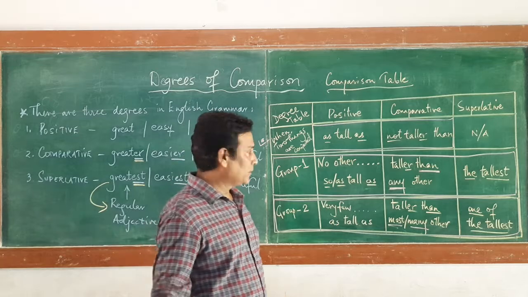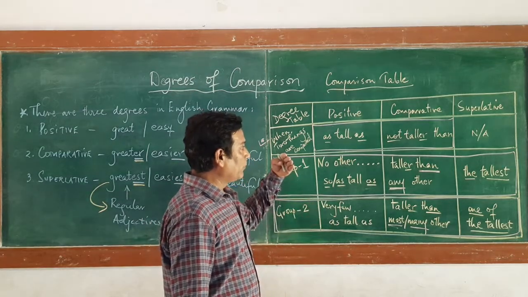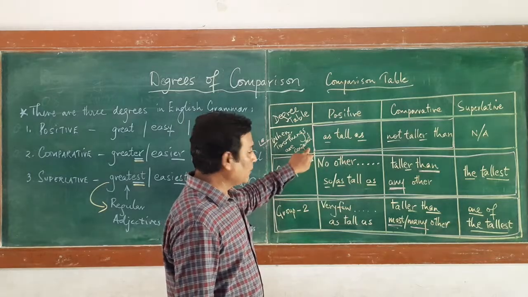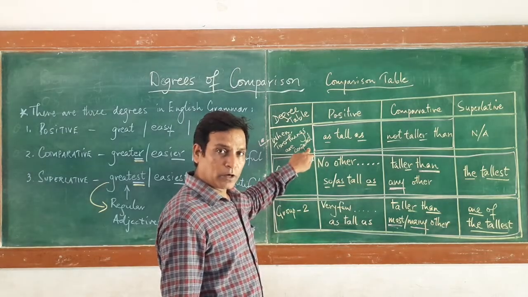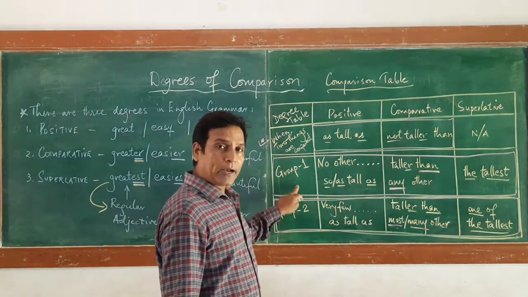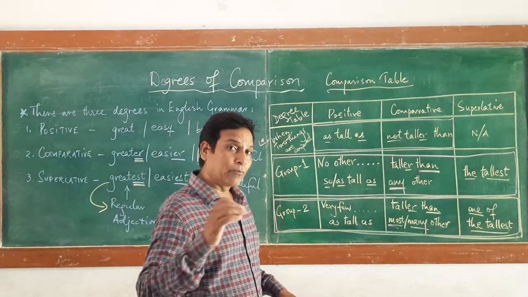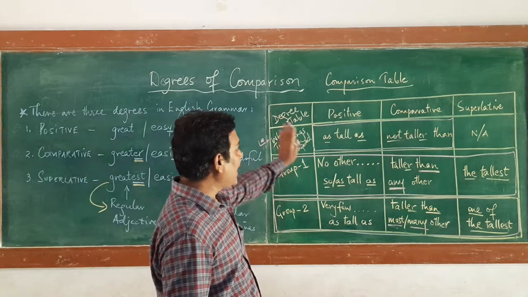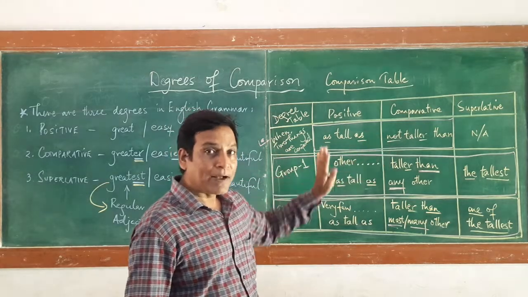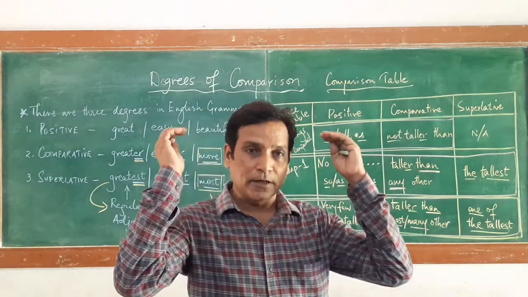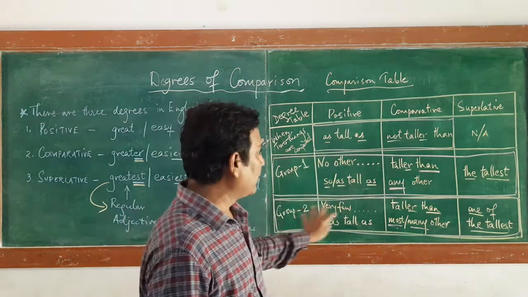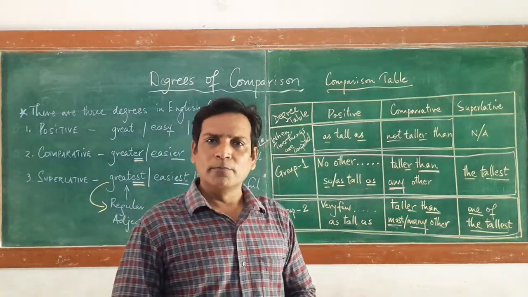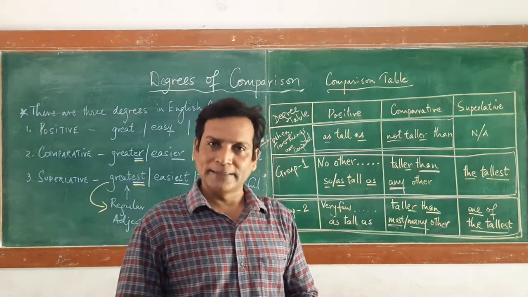In the next session, with the help of examples, I will solve this one, that is the difference between two objects, then group 1 and group 2. With examples, I am going to show you. So today, do one thing: revise this table, and just put this whole table in your mind. It will help you to solve any difficult problems that come up in the examination.